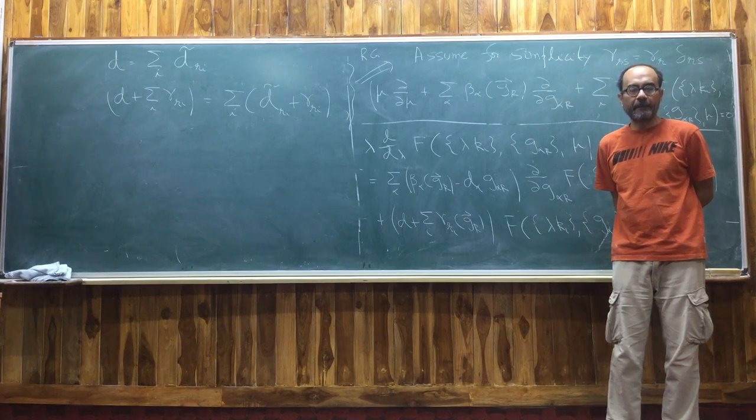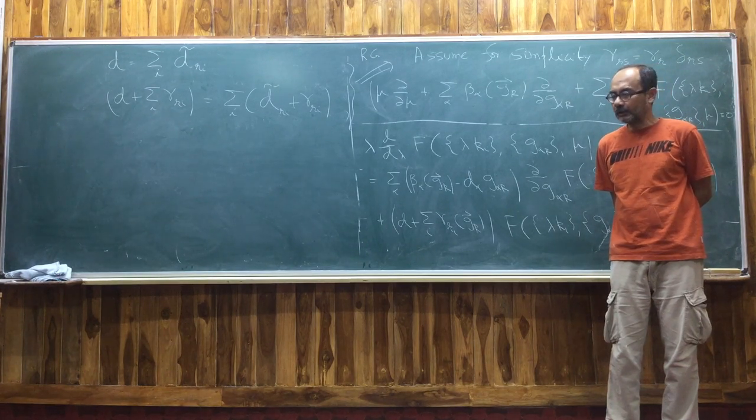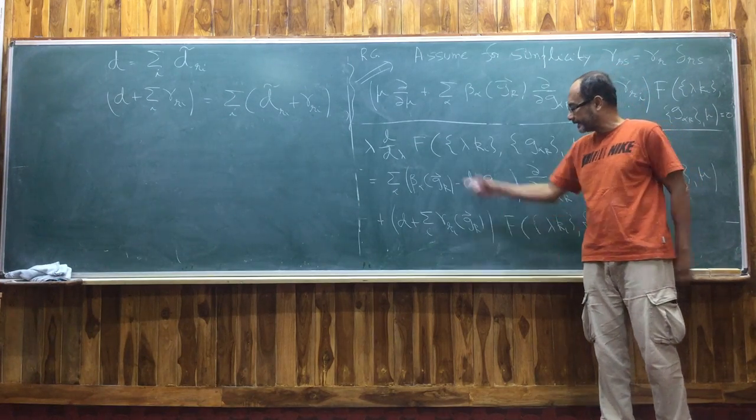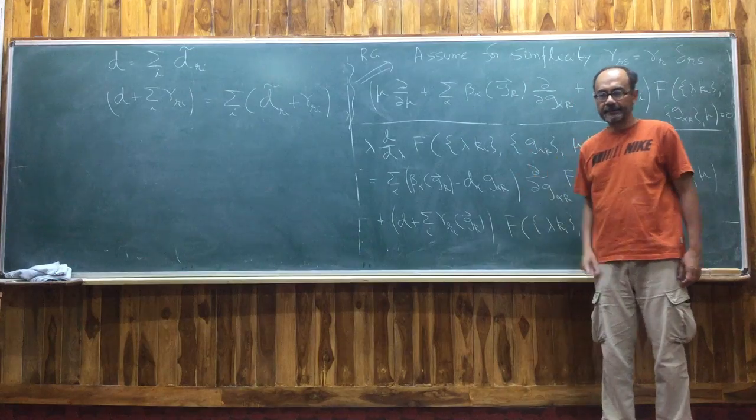If there is no renormalization, there would have been no mu. So that mu del del mu term wouldn't have been there in the equation, right? And you would get a similar equation but without these two terms.